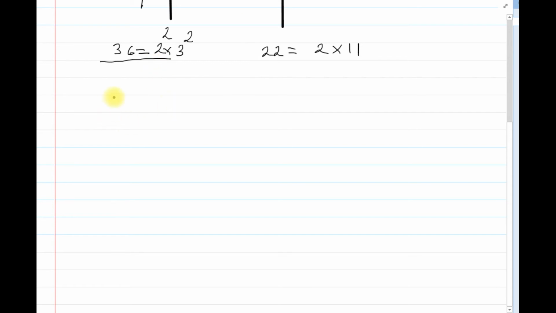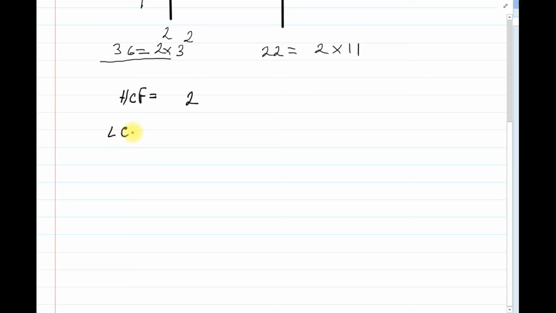To work out the HCF, we use the same procedure as before. HCF is equal to, here we have a 2, here we have 2 to the power 2. So we take the one with the least index, so it would be 2. There are no other common factors, so the HCF would be 2.